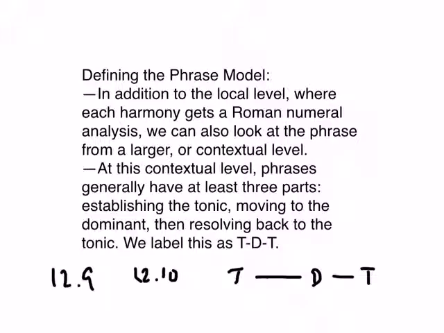Sometimes a phrase doesn't make it all the way to the tonic at the end, and instead we'll have the opening tonic, but then the phrase ends on the dominant chord. We'll talk about that when we deal with cadences, and we'll see examples of that as well. Example 12.10 is like this model.